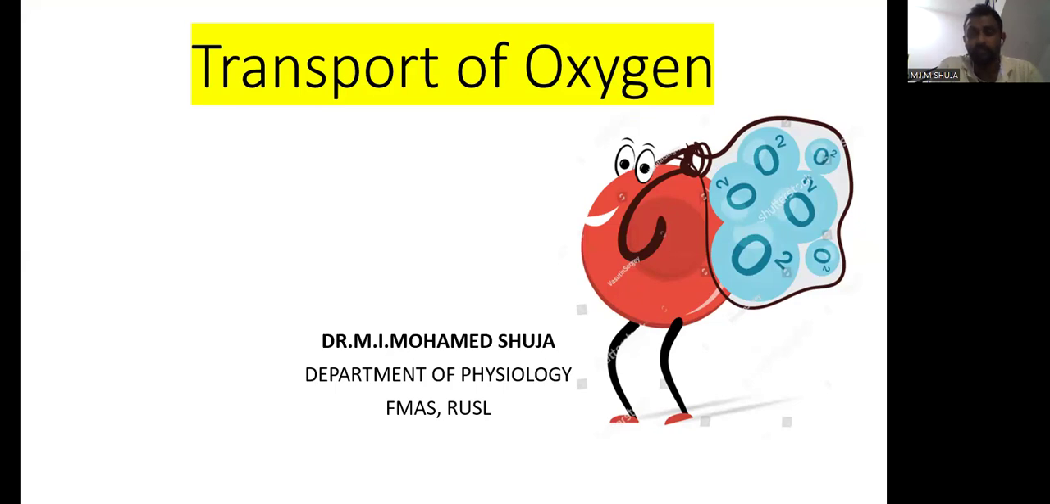The oxygen is carried in the body by combining with red blood cells. So the transport of oxygen is mainly considered when we are inhaling; the inspired air has oxygen. That oxygen passes through the trachea and goes into the lung, mainly the alveoli.